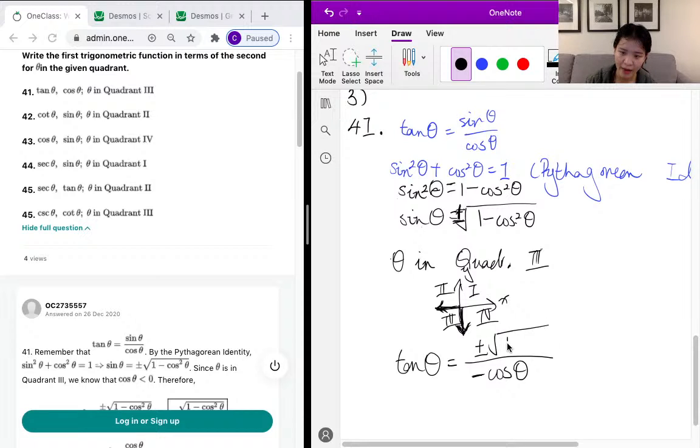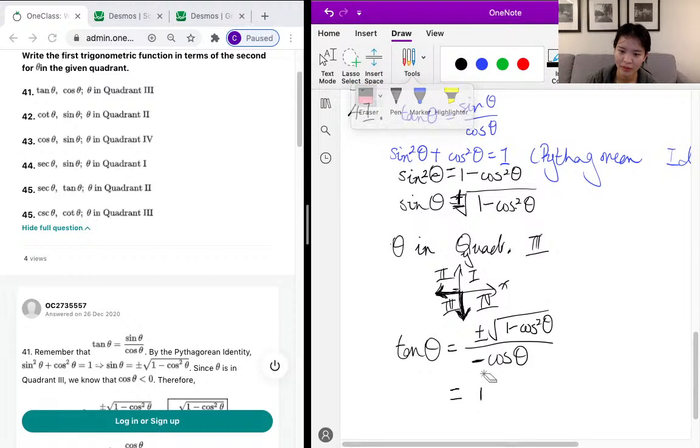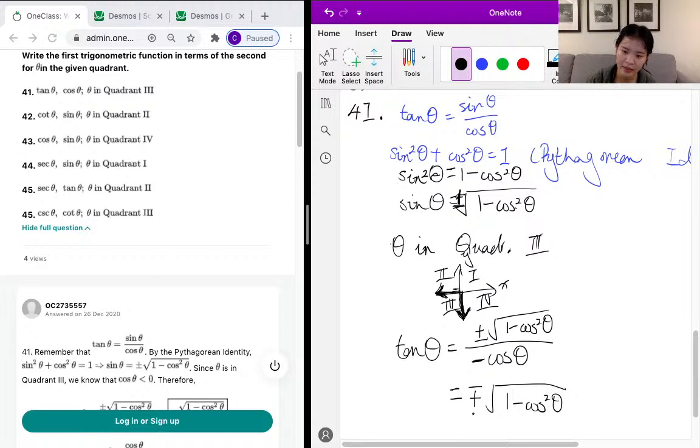We also know that cosine in quadrant 3 is negative, and sine in quadrant 3 is also negative. So as a result, we need the negative sine theta in terms of cosine theta, and this is our tangent theta. This just means that the negative is first, then the positive, and we just have negative the square root of 1 minus cos squared theta over cos theta. Alright, and that is our first problem.